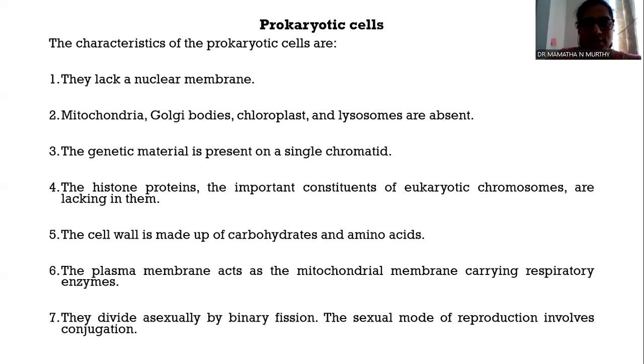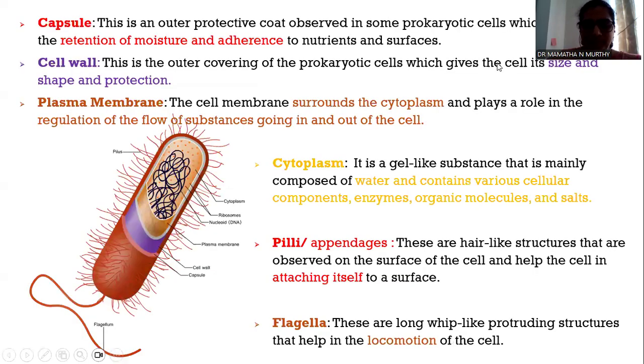The cell wall is usually made up of carbohydrates and simple amino acids. The plasma membrane, which acts like a mitochondrial membrane, helps in carrying respiratory enzymes. Prokaryotes divide both sexually and asexually, sexually by conjugation and asexually by binary fission.